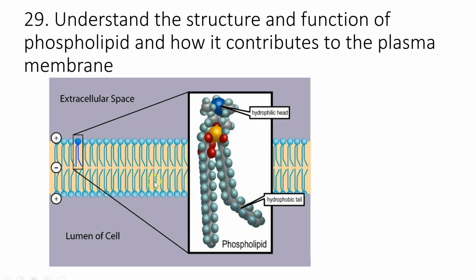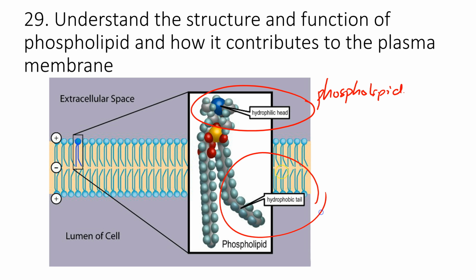Yep. 29. A plasma membrane is made out of a structure called phospholipid. A phospholipid has a hydrophilic head, basically the phosphate group. It likes water. The hydrophobic tail does not like water. So you see that this whole region is made out of hydrophobic tails, which means they don't like water, so you will not be able to find water. Water will not be able to exist in the phospholipid bilayer region, this particular region.